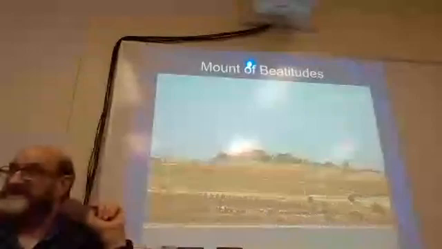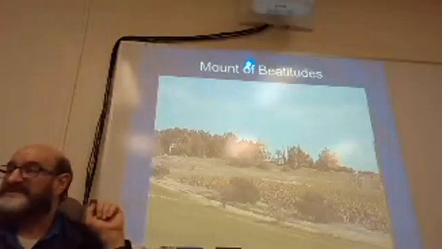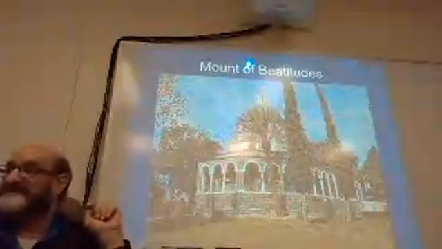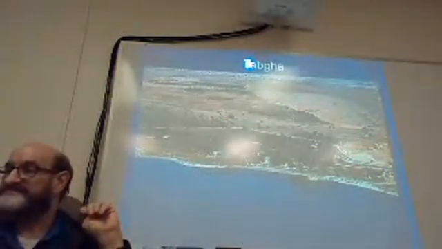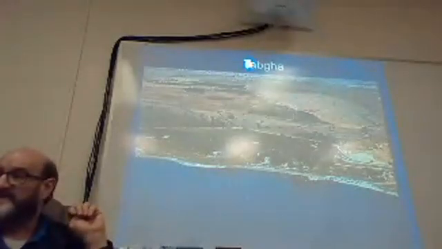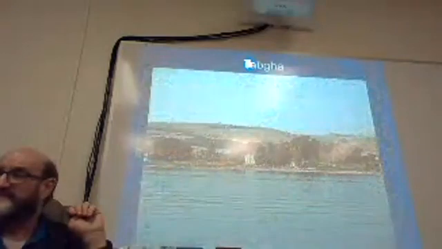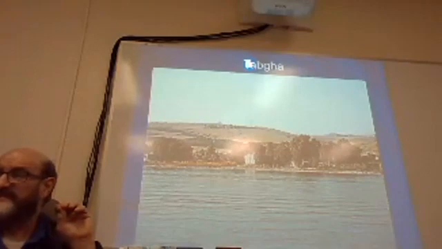Mount of Beatitudes. That's the chapel that Mussolini built. Close up of it. Here's Tabgha, where the 7 springs are. Multiplication of the loaves and fishes. Another view of Tabgha from out on the sea. And you can see the church that is built there, right here.